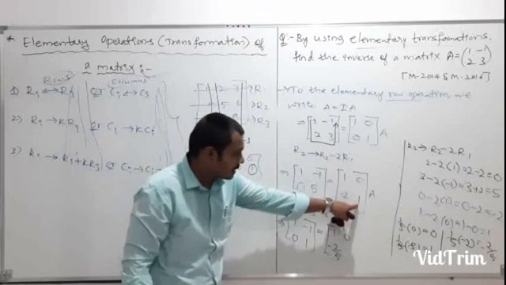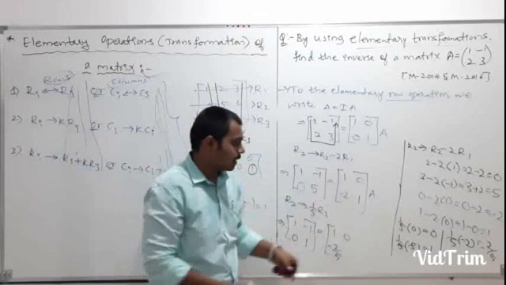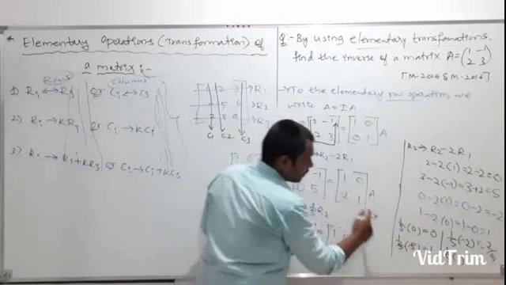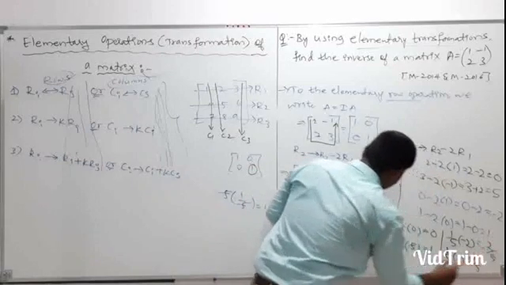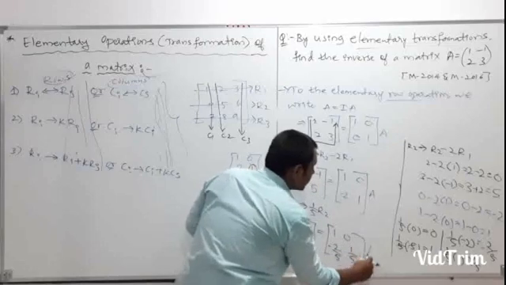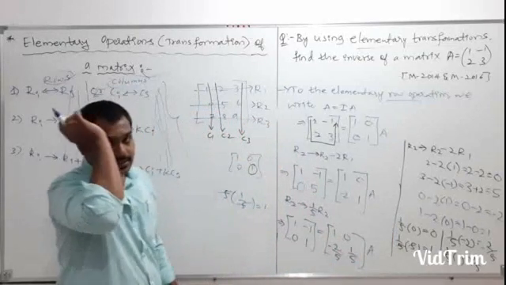And next, my dear students, to this element, 1 by 5 into 1 is equal to 1 by 5. So therefore in this place I am writing 1 by 5, and this A is as it is.